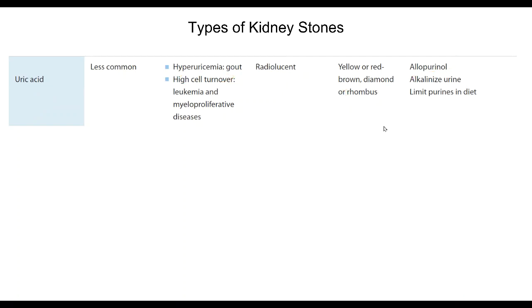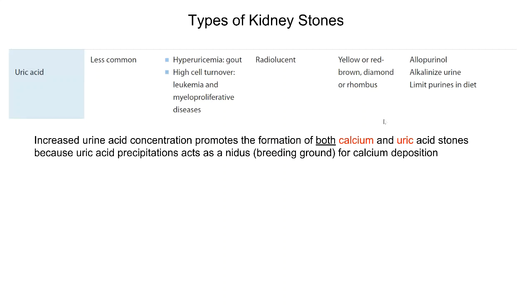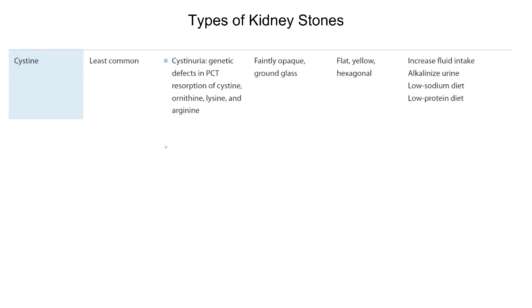All right, next one. So both calcium and uric acid. Sometimes you see that the uric acid concentration can promote the formation of both calcium and uric acid stone, because the uric acid can also sort of precipitate and act like a breeding ground for calcium deposition. So that's why sometimes you can have both calcium and uric acid at the same time. Cysteine is the least common.